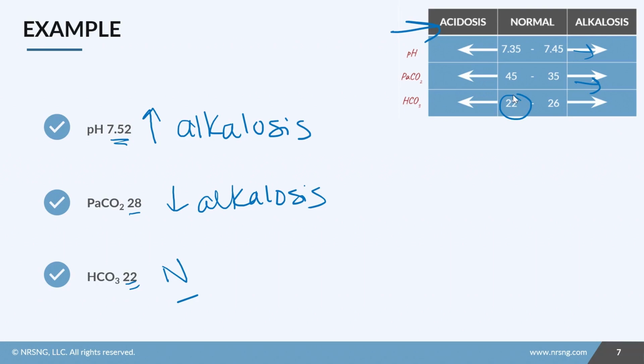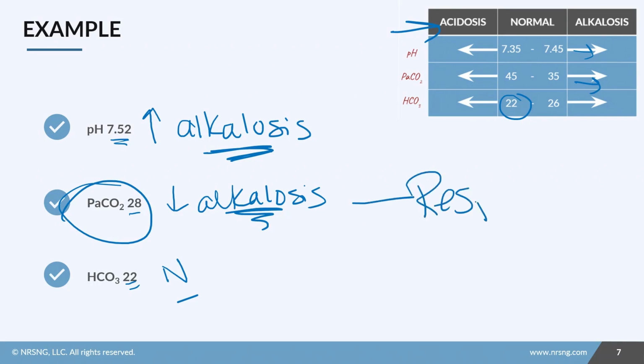Okay, so step two is determine the source. So if we know that our pH is showing alkalosis and that our PaCO2 is also showing alkalosis, we can reasonably assume that the CO2 is the source, right? So this would be a respiratory alkalosis. Okay, let's do another one.